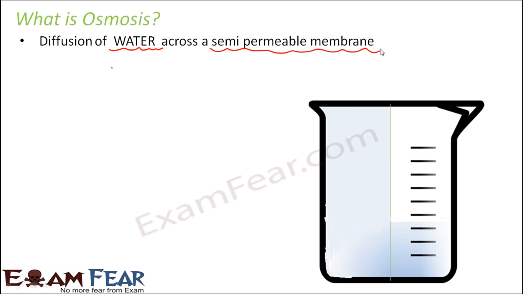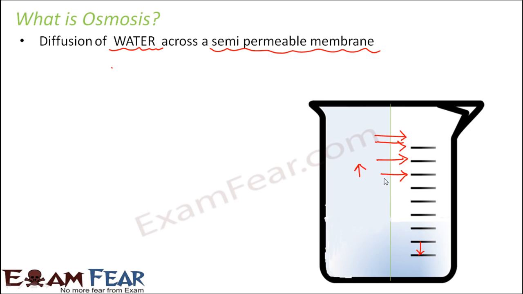So, you already know what is diffusion. So here water will move from a region of high concentration towards a region of low concentration through a semi-permeable membrane. Here you can see this jar with water which is separated by a semi-permeable membrane. Here the concentration of water is high. Here the concentration of water is low. Therefore, the water will move from high to low concentration. This phenomenon is known as osmosis.